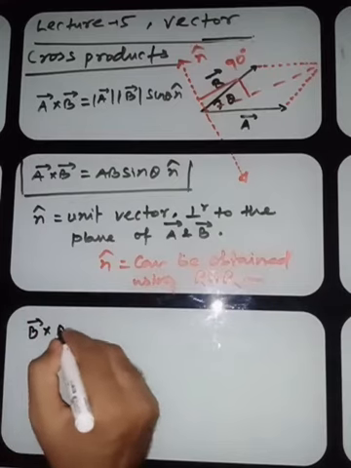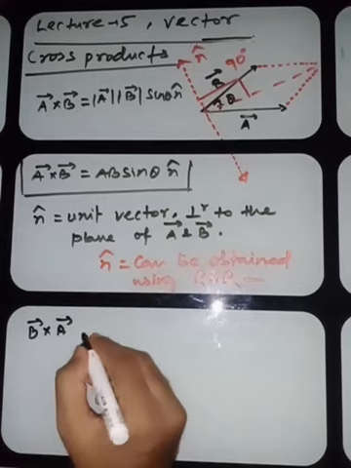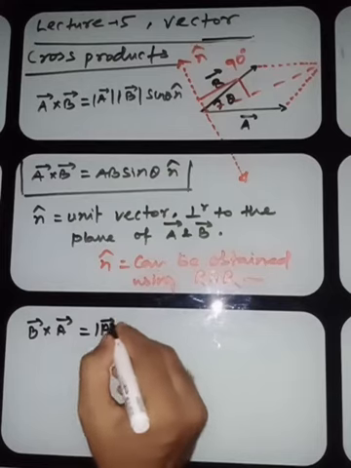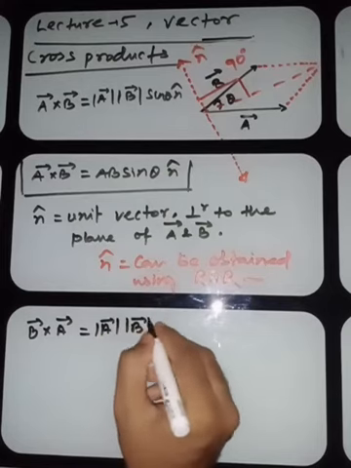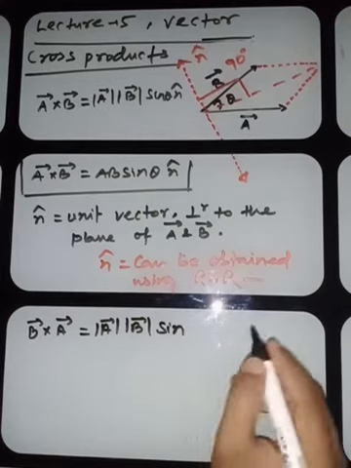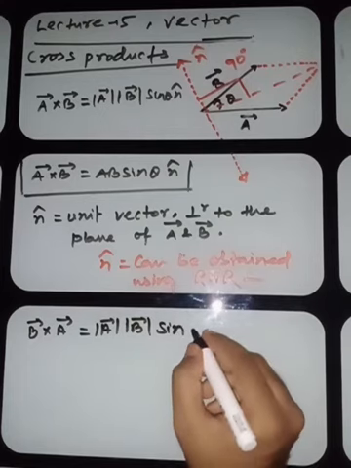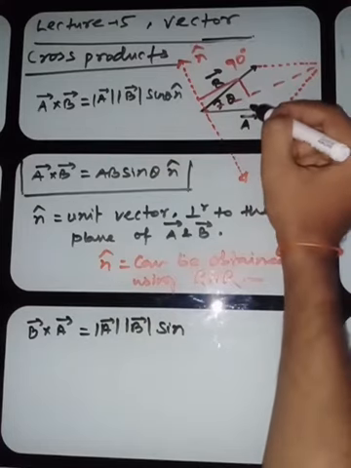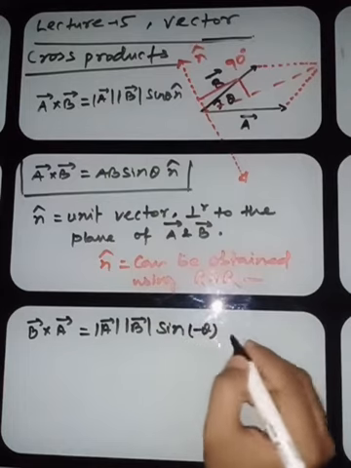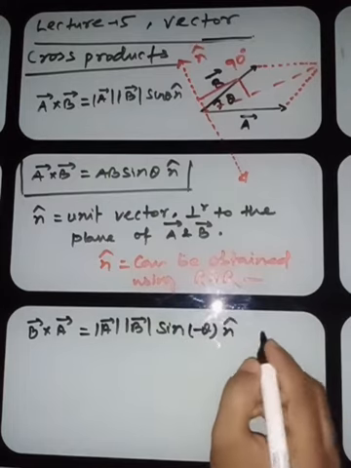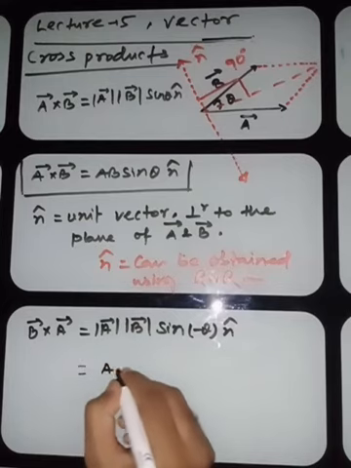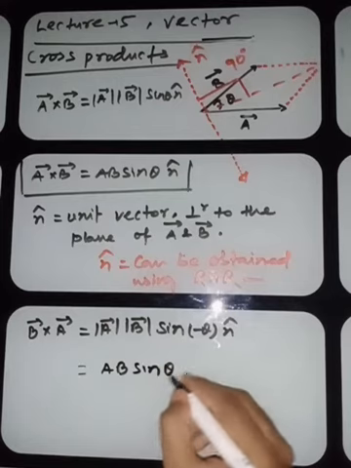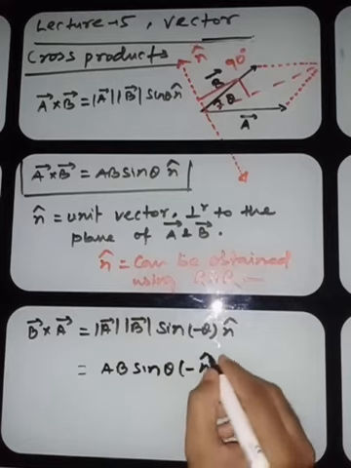B cross A, whether this one equals A cross B, as A dot B was equal to B dot A. Mod of A, mod of B, according to the definition, and the sine of the angle, it is sine theta. Now what will be the value of the angle? Here the angle between vector B and A will be minus theta. Yes, minus theta. And let me draw here the n cap. It is A, B. Sine minus theta will be minus sine theta. So sine theta, and the minus we will carry with n cap.